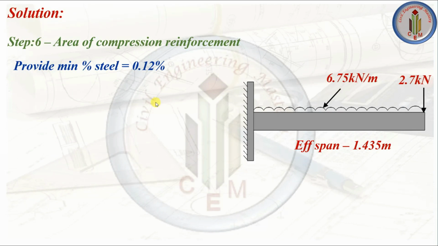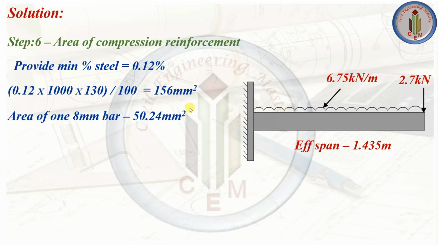For compression reinforcement, let's provide the minimum percentage of steel, which is 0.12 percent. As per IS 456-2000 for HYSD bars, the minimum percentage is 0.12. So 0.12% of the cross sectional area, not the gross sectional area. We need to take the effective depth here. From this we can find out the area, 156 mm square.